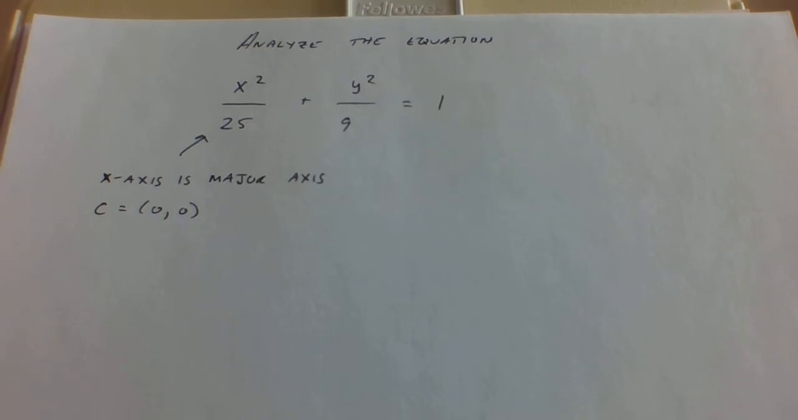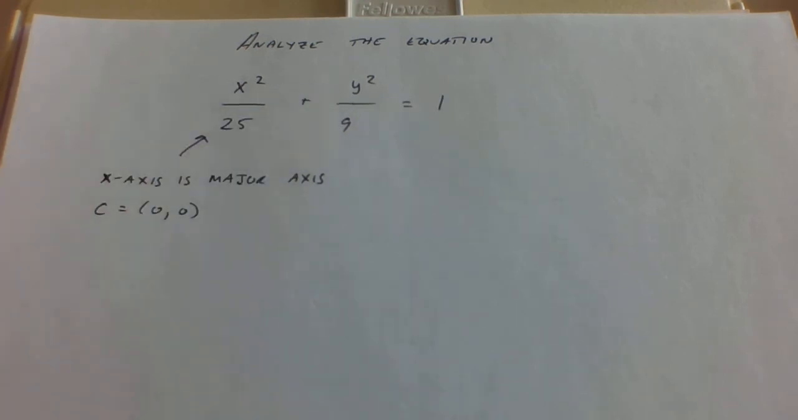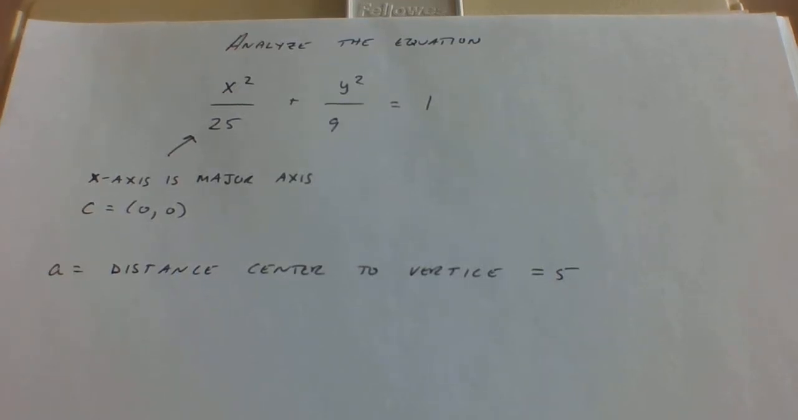We also know this ellipse is centered at the origin (0, 0) because you don't have any other numbers in here with your x and your y terms. We can also go ahead and start taking a look at our a, b, and c value of this equation. So a is going to be the square root of 25, or in this case 5. That's going to be our distance from the center out to one of our vertices.